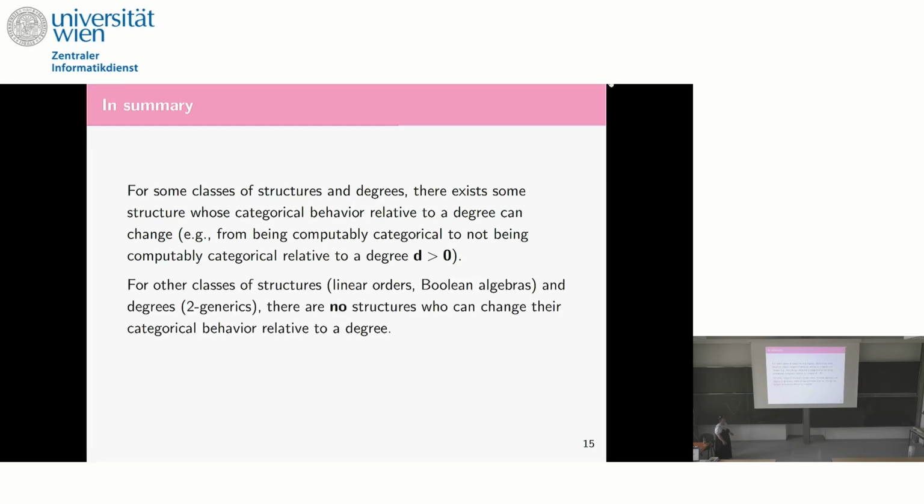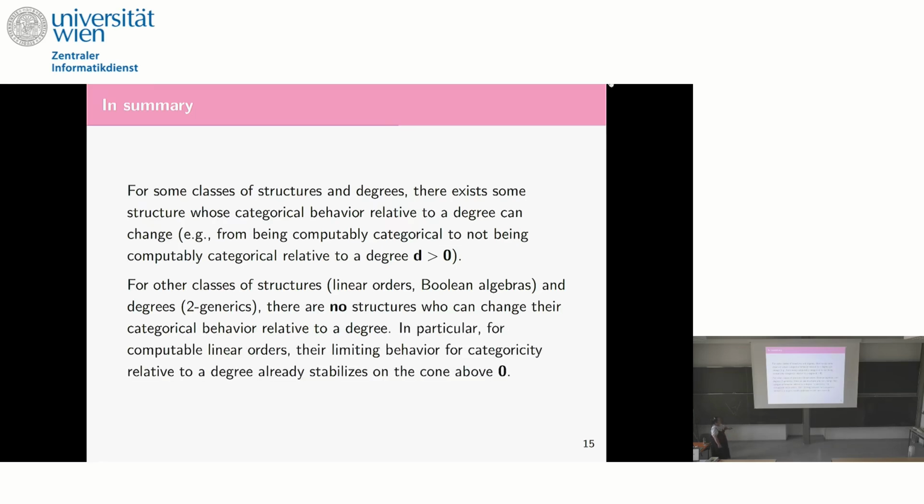And for other classes of structures, so linear orders, Boolean algebras, and degrees, two generics, there's some sort of obstructions to this method. So on the side of the structures, the structural properties of linear orders and Boolean algebras prevent you from doing these priority arguments that encode that weird behavior where you can change its categorical behavior relative to some degrees. And then for two generics, there's some property of the two generic degrees that also prevents you from doing that sort of game. So there's no structures that can change their categorical behavior relative to a degree.